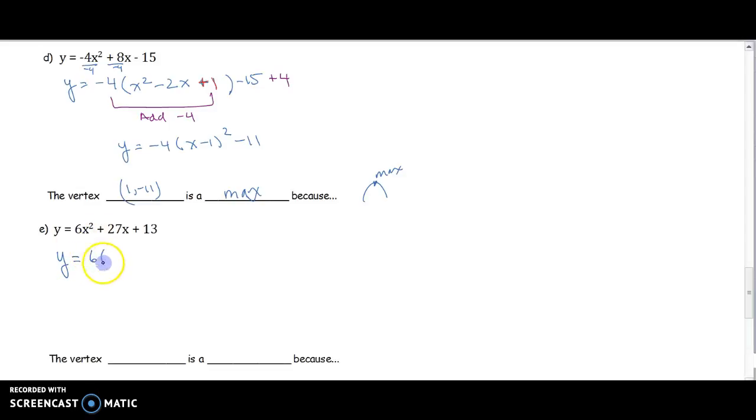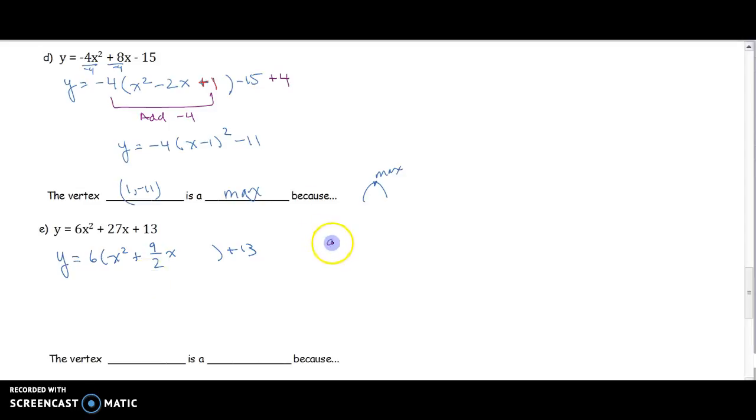So let's divide the 6 out. And so when I divide that out, I get 27 over 6. It doesn't go evenly, so reducing it down, I get, what do I get? 9 over 2, or 4.5 if you're working in decimals. Leave my space and push the 13 aside. Now, how do I complete the square? Well, if it was decimals, you just go 4.5 divided by 2 and then square it.